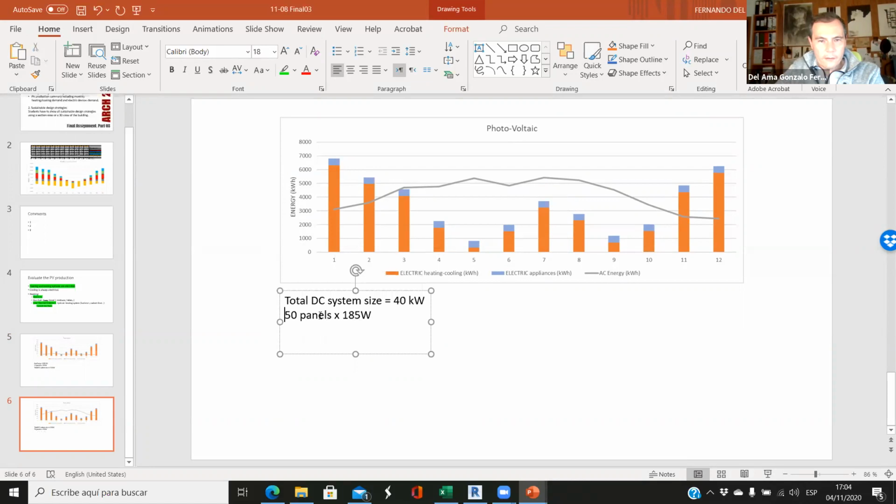So 40 kilowatts are 40,000 watts divided by 185 watts per panel. So 40,000 divided by 185. So we need 216 panels.